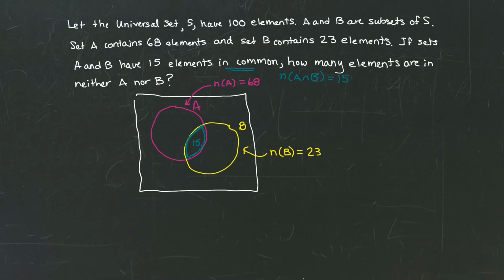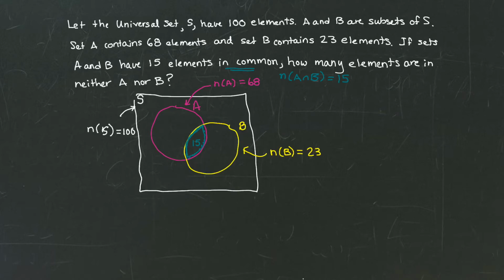There's one more piece of information, and that is that the universal set S contains 100 elements. Now let's get to work. So the number of elements in S is 100. So what should we do first?